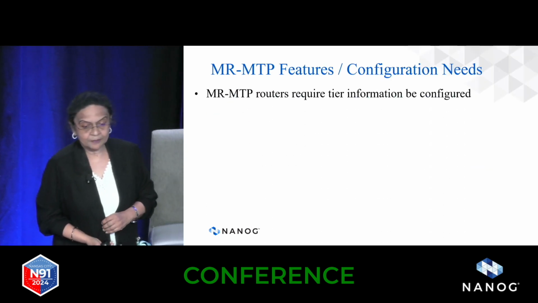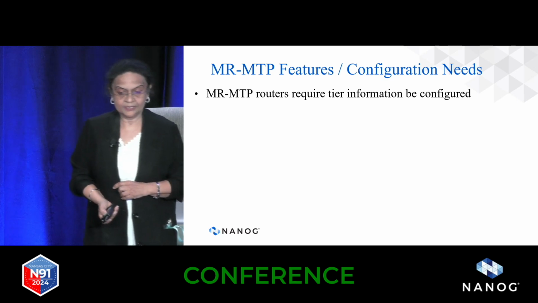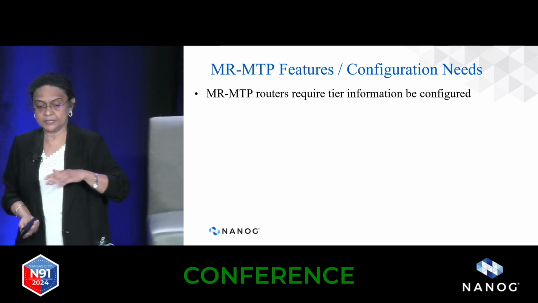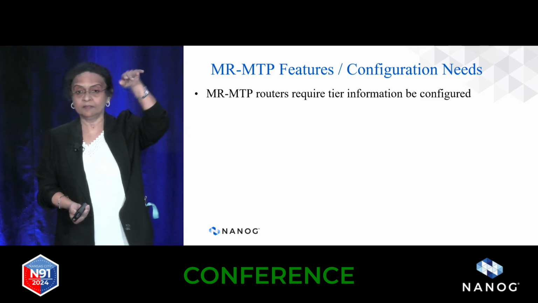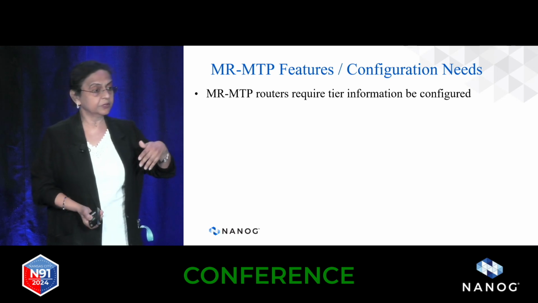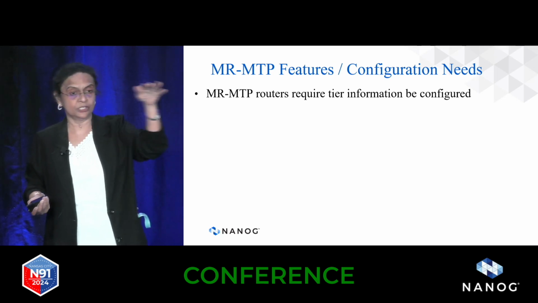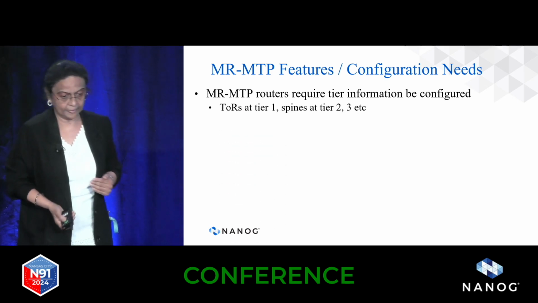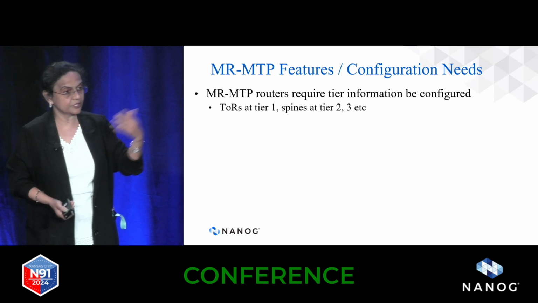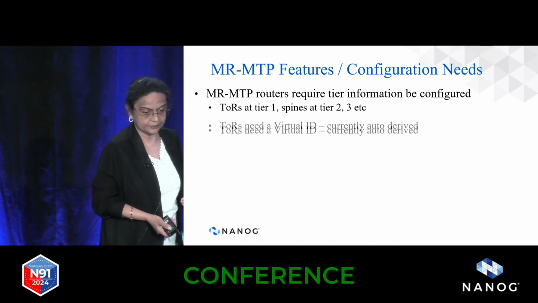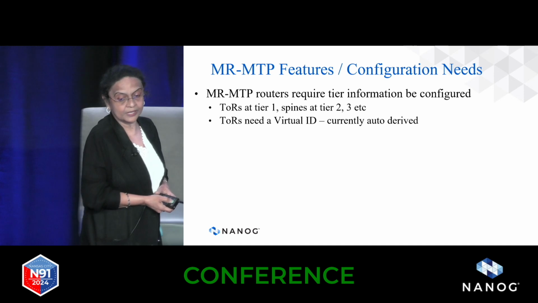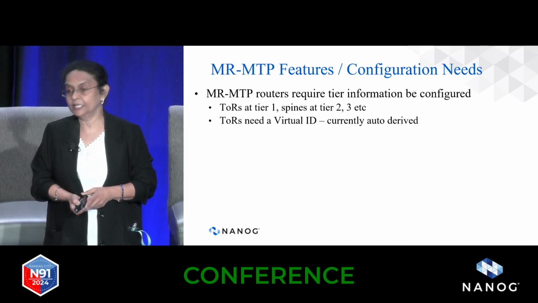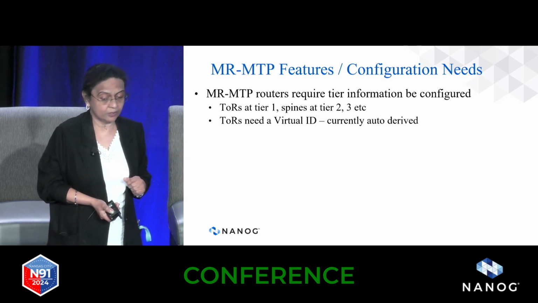So, MR-MTP features and configuration needs. The only information that you need to configure in an MR-MTP router is the tier in which it is sitting. Because if you're using a Folded-Clos topology, you have tiers of spines, and then the TOR is the one that connects the servers. So TORs at tier 1 and spines at tier 2, tier 3, etc. TORs need a virtual ID, and even that we auto-derive today. Even that does not require a configuration.